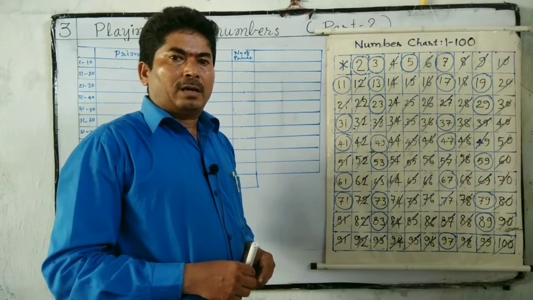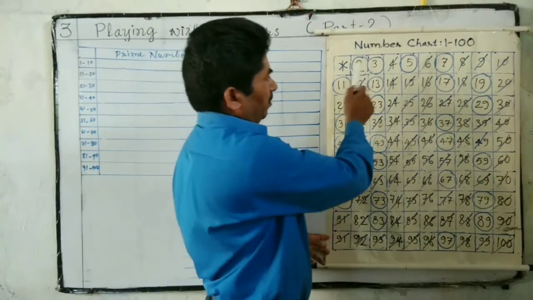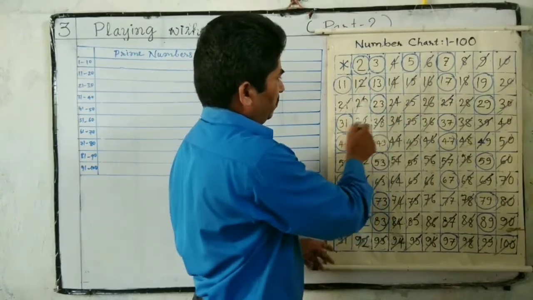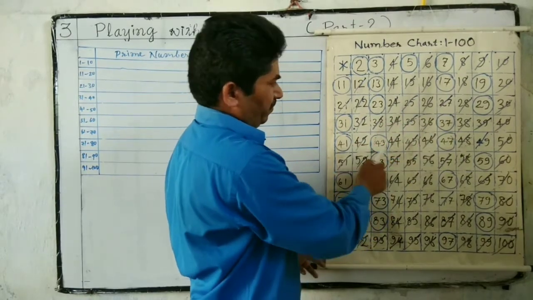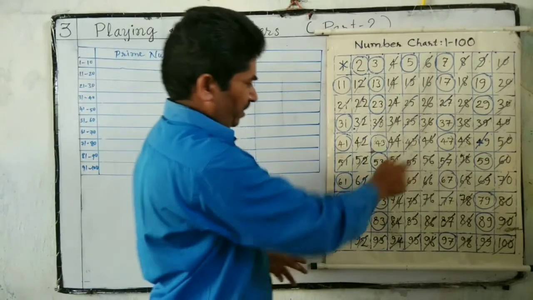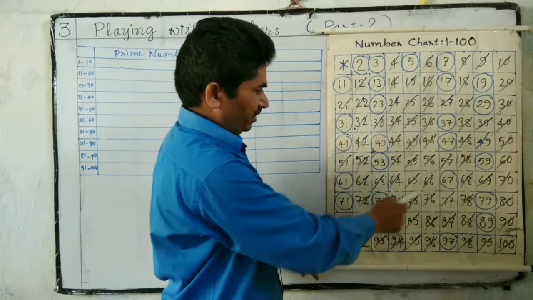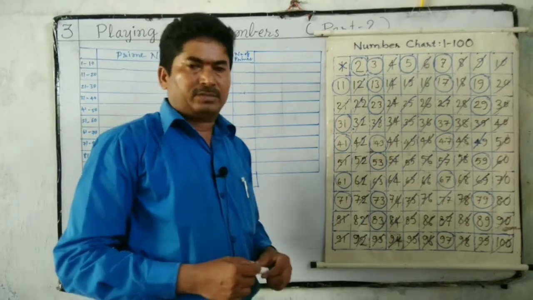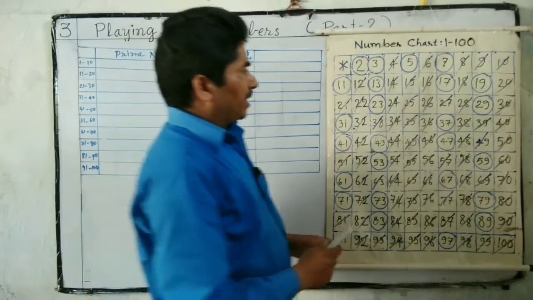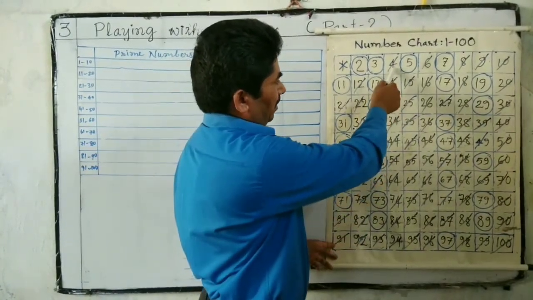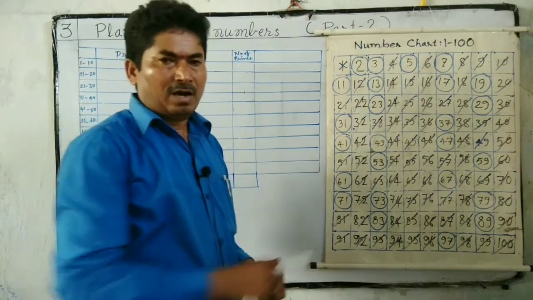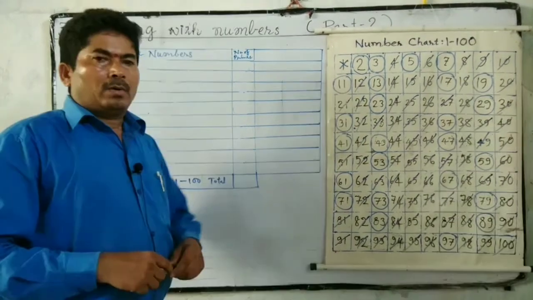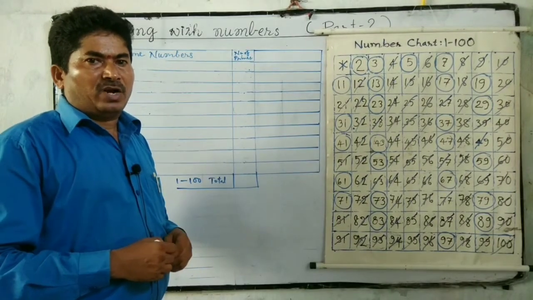All the encircled numbers from 1 to 100, 2, 3, 5, 7, 11, 13, 17, 19, 23, 29, 31, 37, 41, 43, 47, 53, 59, 61, 67, 71, 73, 79, 83, 89, 97 are prime numbers. All the crossed out numbers other than 1 are composite numbers. Let us list out prime numbers from 1 to 100.